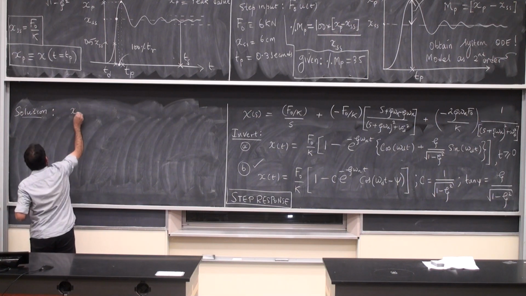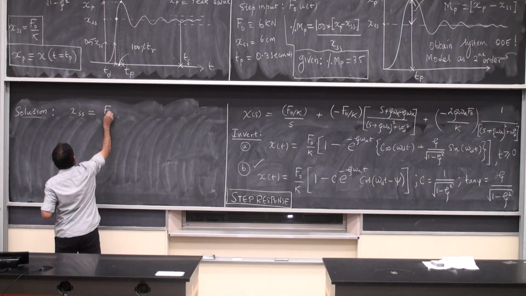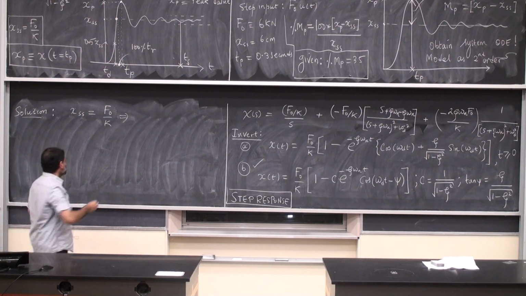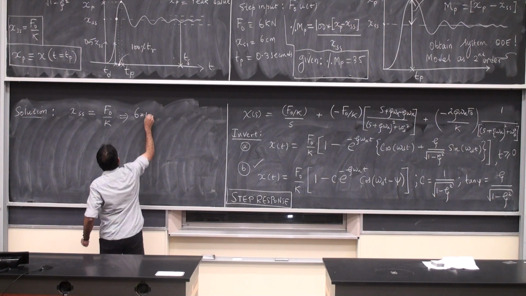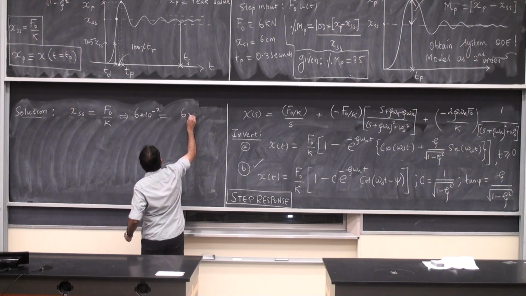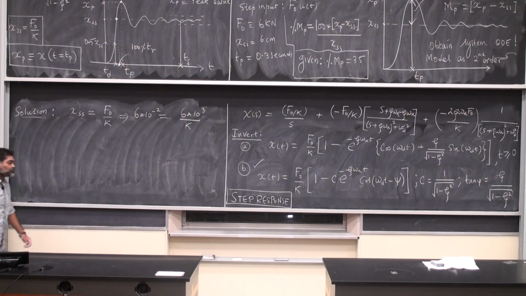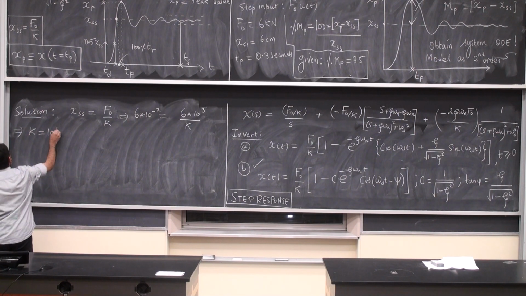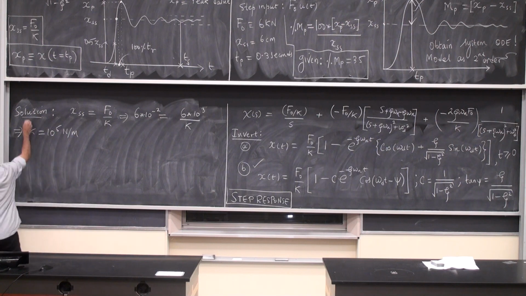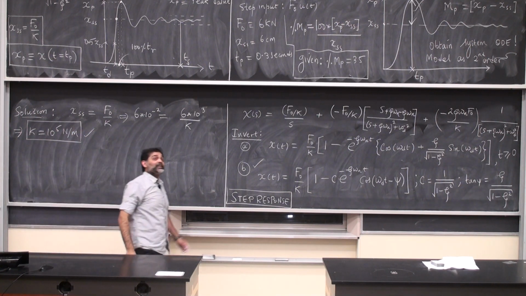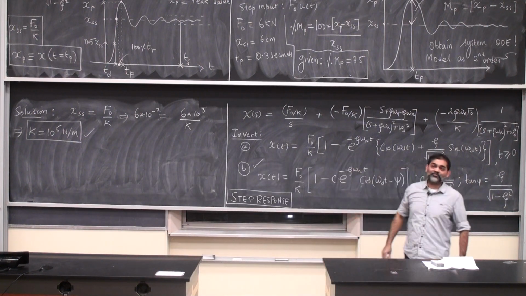So X steady state is F0 by K. X steady state is given to us as 6 centimeters, so 6 times 10 to the power minus 2 is 6 kilonewtons by K, the stiffness of the system. So the stiffness is 10 to the power 5 Newton per meter. Without breaking a sweat, we have one of the parameters of the system.